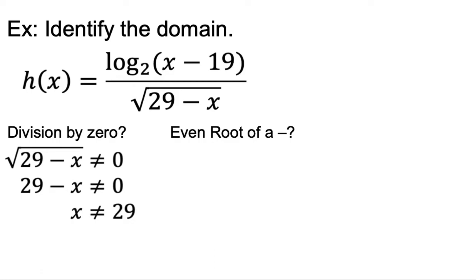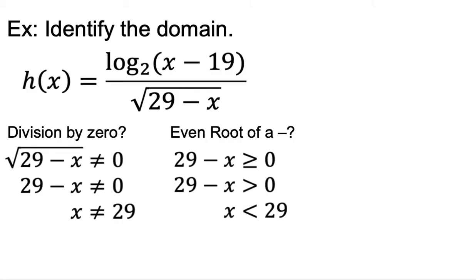In this case, we have a square root in the denominator. Therefore, the contents of that square root, 29 minus x, must be greater than or equal to 0. But our answer to the first question eliminated 29 and also told us that what's inside could not even be equal to 0. Therefore, we're really considering 29 minus x greater than 0. Solving, we obtain that x must be less than 29.